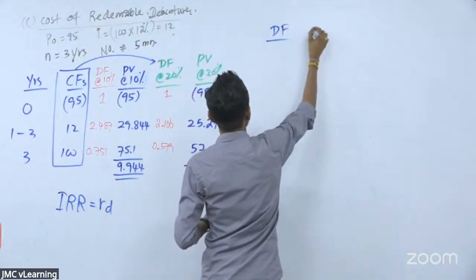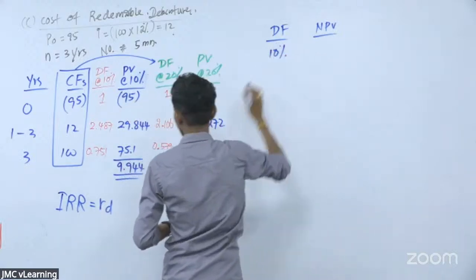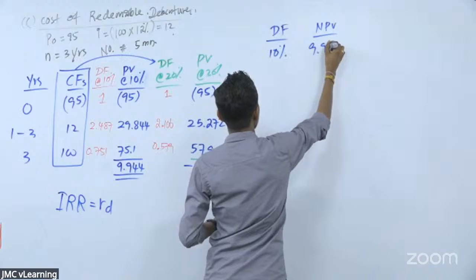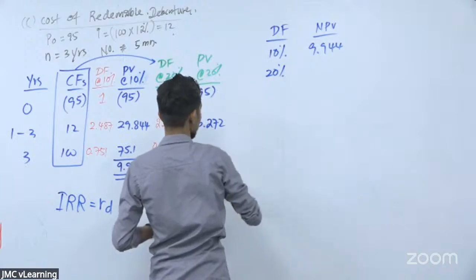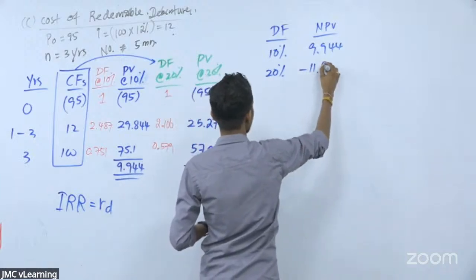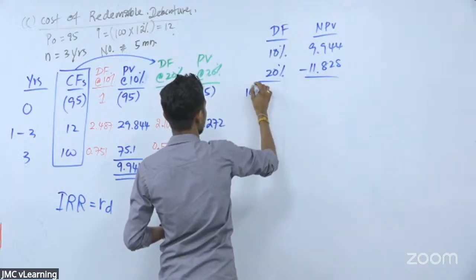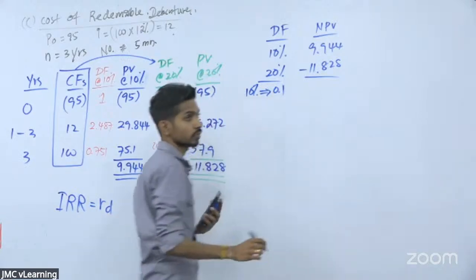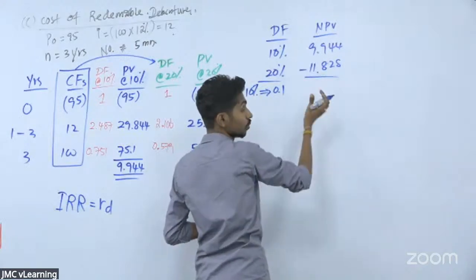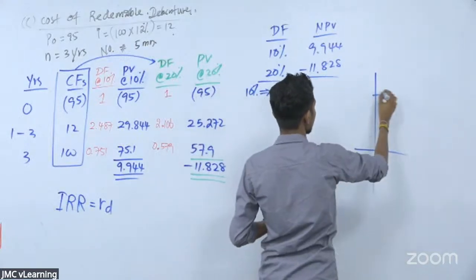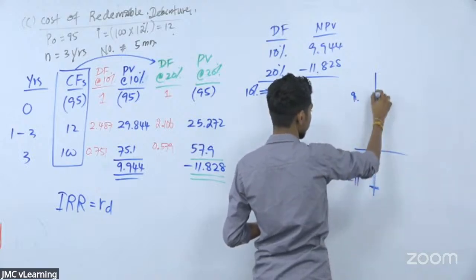Get the discount factor and NPV figures. At 10%, how much? 9.944. At the rate of 20%, minus 11.828. Get the difference. Here the difference is 10%. This 10% we can say 0.1. Here don't take this difference as 2%, because here is a positive figure and here a negative figure. What is the difference? All together, no?